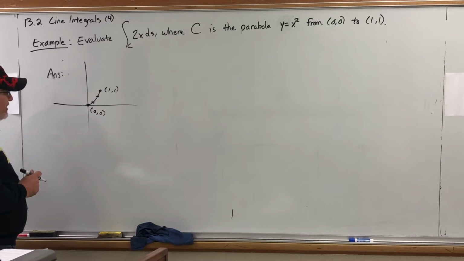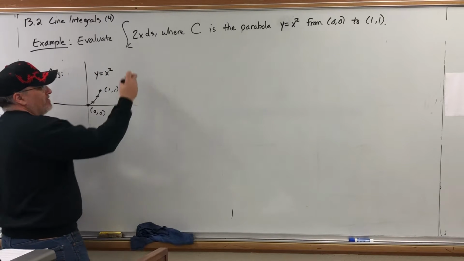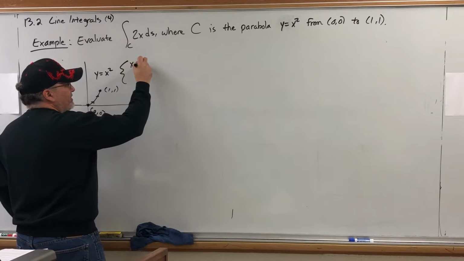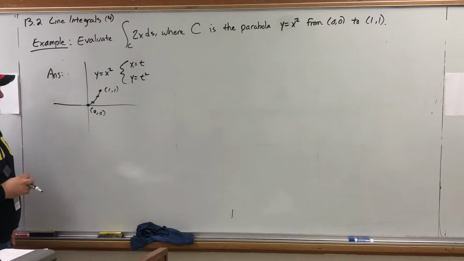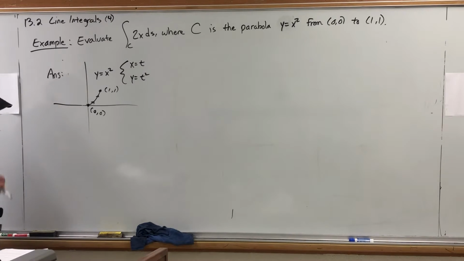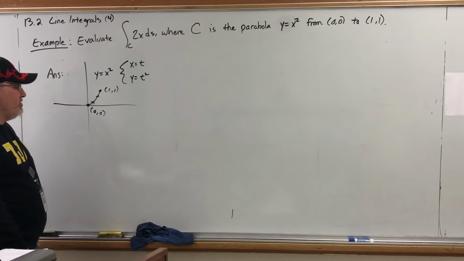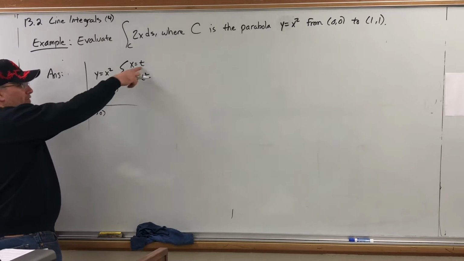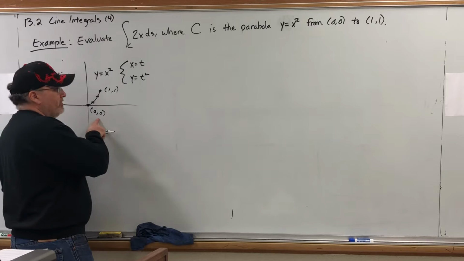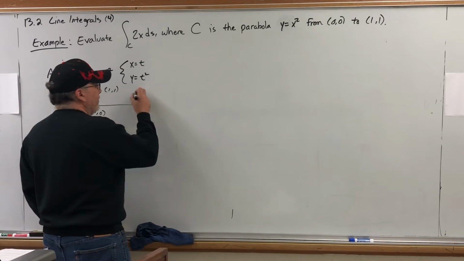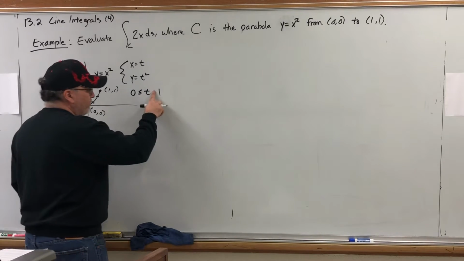Okay, so we need to parameterize this. Since the equation is a function of x, we can parameterize this by saying x is equal to t and y is equal to t squared. Now, alternatively, you could just say x is the parameter, and not bring in a third variable. But I like to always use t as a parameter, even if I'm defining one of the other variables to just equal t. And what is our range of values? Well, at the origin, t would equal 0, and at 1, 1, t would equal 1. So 0 is less than or equal to t is less than or equal to 1.